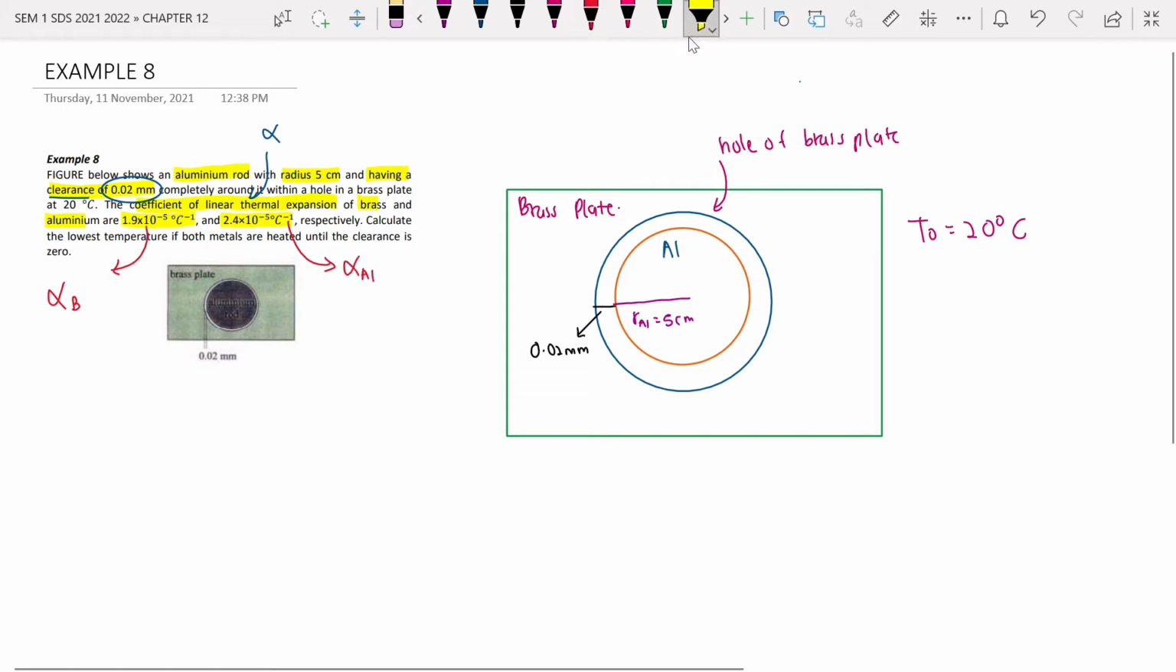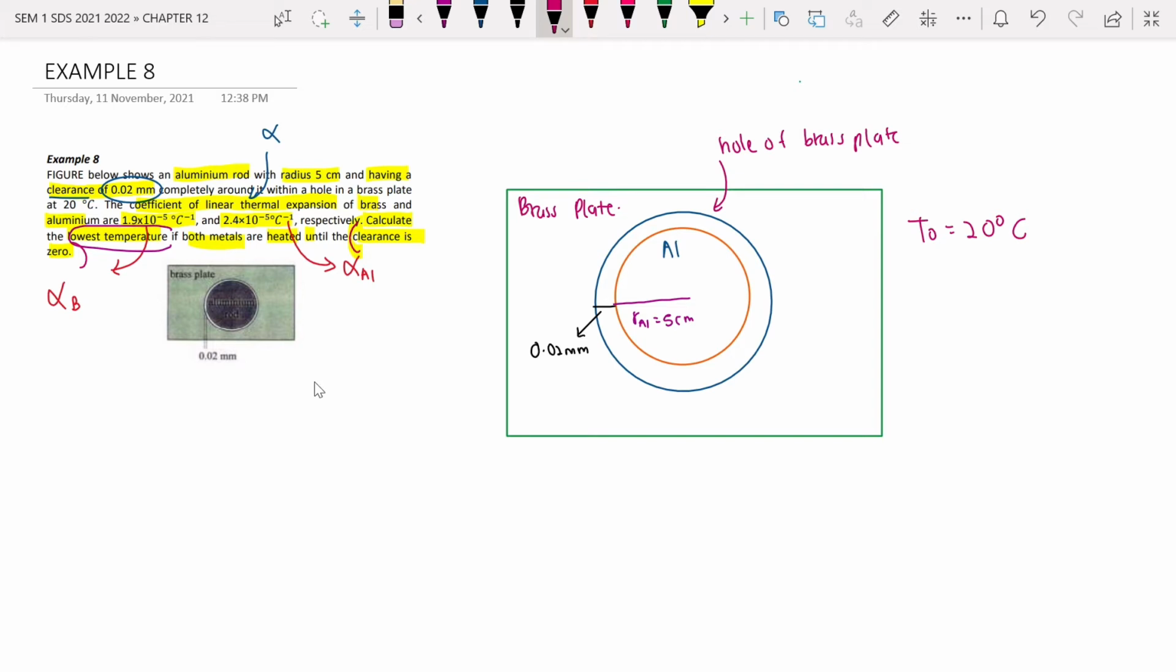Okay, what does the question want us to find? Calculate the lowest temperature if both metals are heated until the clearance is 0. Okay, until there are no more gap, no more space. Tak ada ruang kosong. So means aluminium tu dah fit perfectly dekat brass plate tu punya hole, dekat brass plate tu punya lubang. Okay, so bila clearance dia dah kosong, maksudnya mereka dah jadi macam satu sistem lah. Memang mereka dah satu sistem. Okay, they are in one system already.